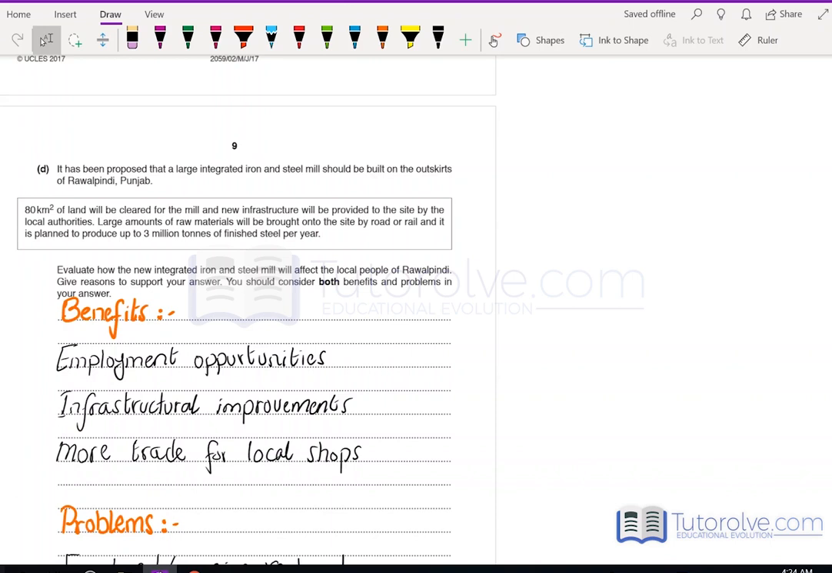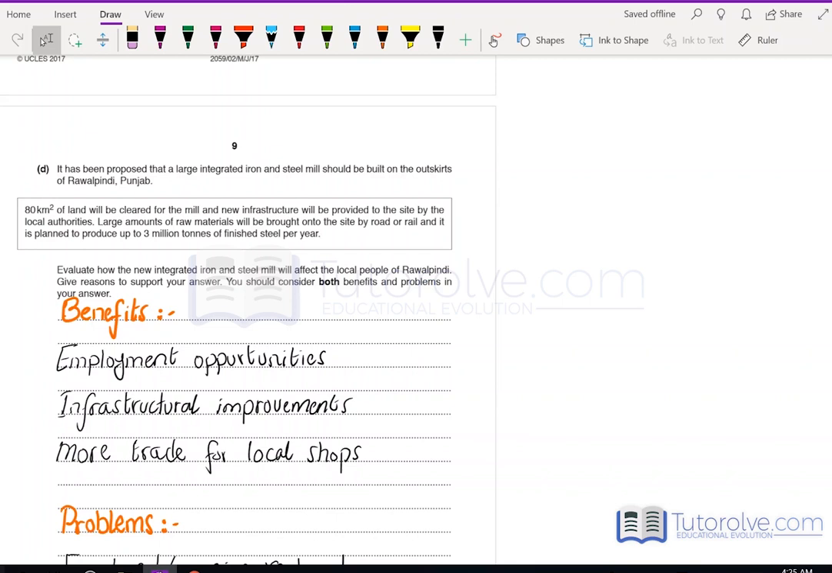Now, some of the benefits of this are that there are obviously a lot of employment opportunities as there is going to be an increased amount of product being produced. So there will be people needed for that. Therefore, it will be a good opportunity for people to get employment. Second, they are going to create new infrastructure around the steel mill, so obviously new roads will be built, which is always helpful for the city.